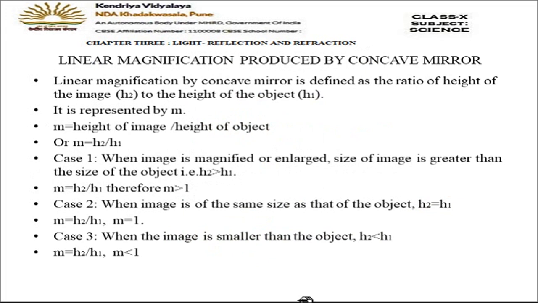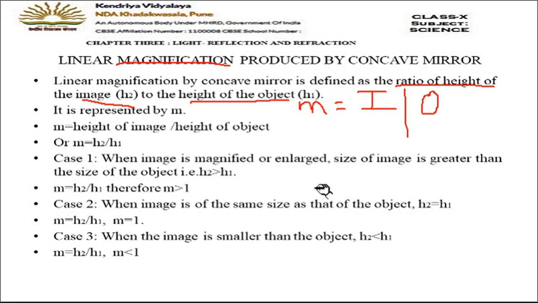Now, next is linear magnification. Again, this is a new concept, linear magnification. All the mirrors produce linear magnification. So let us see what it is. Linear magnification is the ratio of the height of the image to the height of the object. Height of the image upon height of the object. This ratio will give you magnification. Magnification is represented by small letter m. So m is equal to I by O.